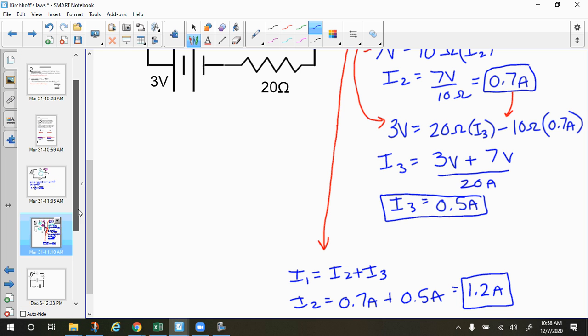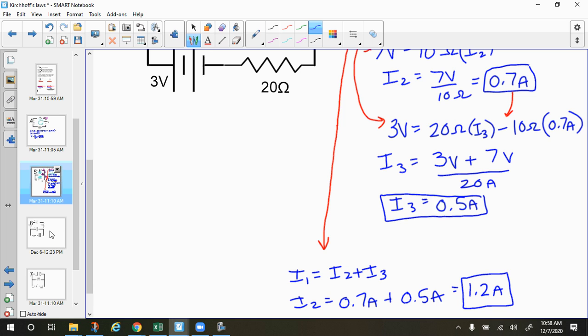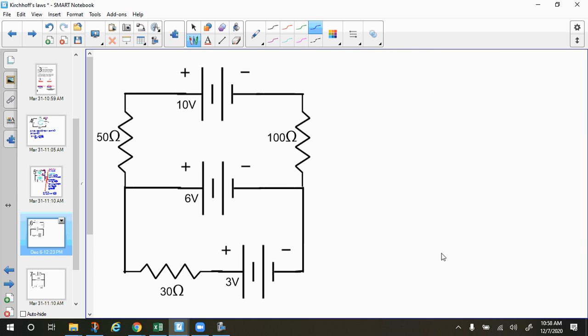I want to do one more example, and this time I want to show you what it looks like when you have a negative current, so when you have chosen the wrong direction for the current. So let's do this one more. This one has 3 batteries in it. We have a 10 volt, a 6 volt, and a 3 volt. They're all facing the same way.